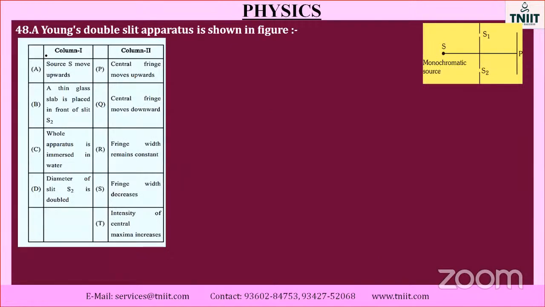Look at this. Young's double slit apparatus is shown in the figure. This is the figure. This is the monochromatic source. These are the two slits. This is the pitch. Now you have to write the conceptual, match the following.